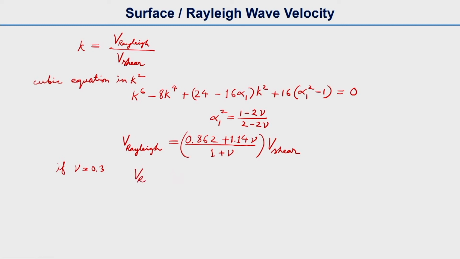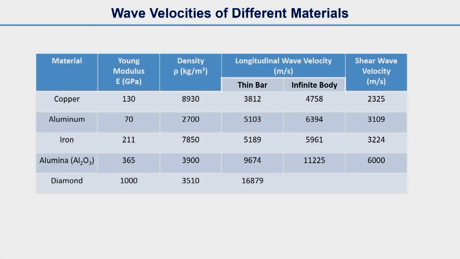And if we assume Poisson's ratio is 0.3, which is for most metals, then V Rayleigh is 92% of the shear wave velocity. So, that is the relationship for nu equal to 0.3. So, V Rayleigh is just 8% lower than the shear wave velocity. So, next we will see wave velocities of different materials.